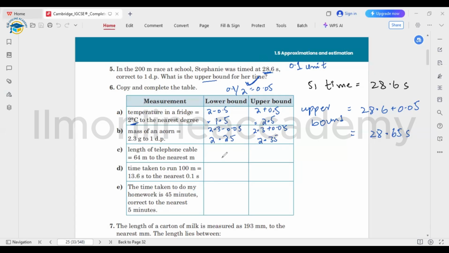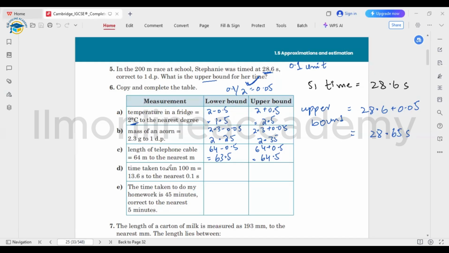Next, for the C part, we need to go with the length of the telephone table, that is 64 meters to the nearest meter. Again, they gave us a one-unit number. So from 64, first of all, we are going to subtract 0.5 and it will be 63.5. And for finding our upper bound, we need to add 0.5 and it will be 64.5. Okay, this is your lower and upper bound for 64 meters.